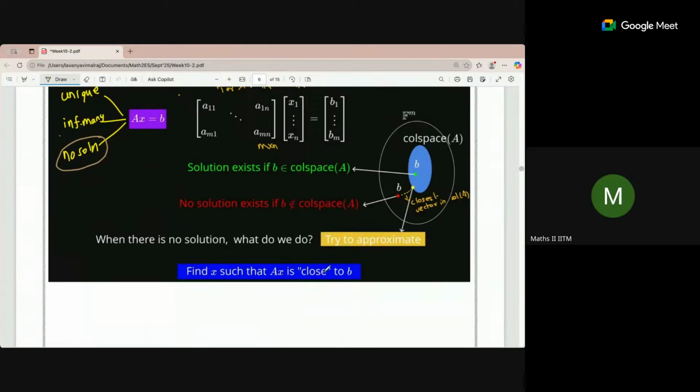Again, what is meant by close? Can you go back to what we saw today and try to answer this question? What do you mean by close here? The minimum length, like distance. Yes, the length is minimum, exactly. So how do you get the minimum length?